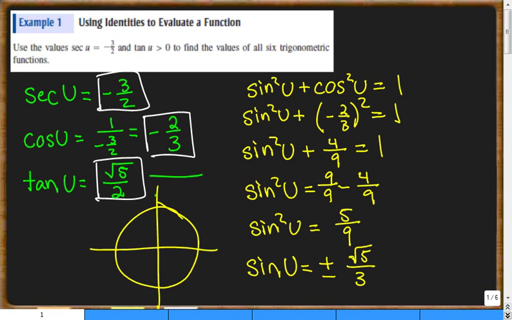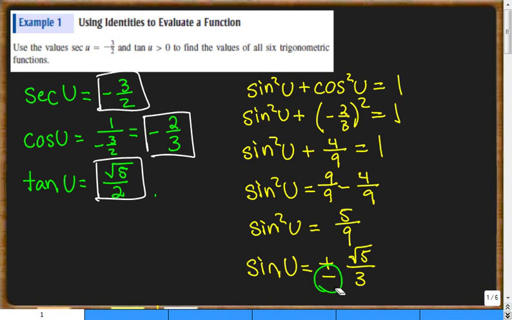So because our tangent is positive already, we know that our sine is going to be negative, because if we have a positive tangent, say right here, our cosine is negative and our sine is negative. That's the only way to make a positive tangent: either both of them positive, meaning up here, or both negative down here. So we know that we have a negative square root of 5/3. So we've got the sine of u to be the negative square root of 5/3.